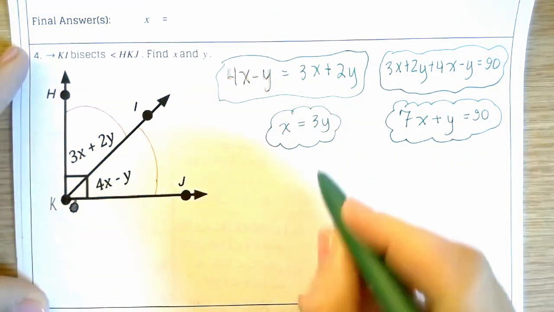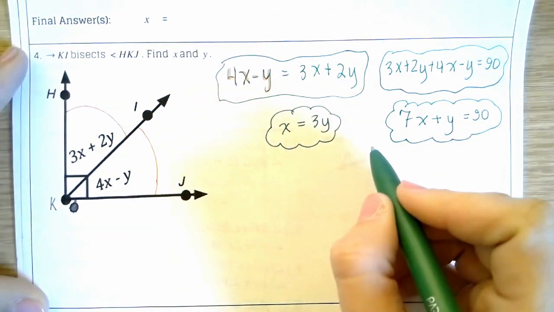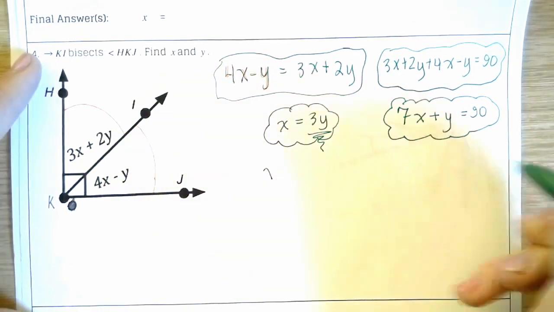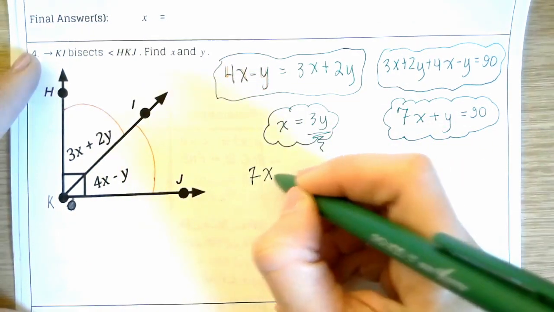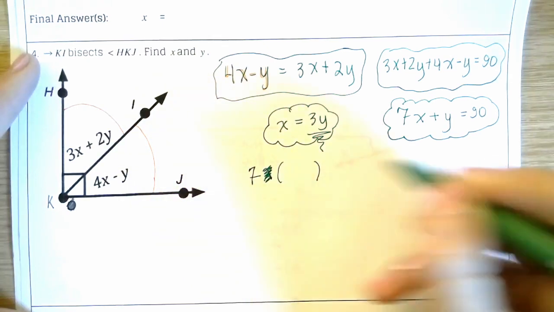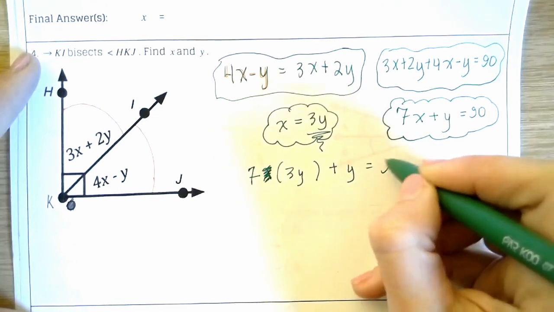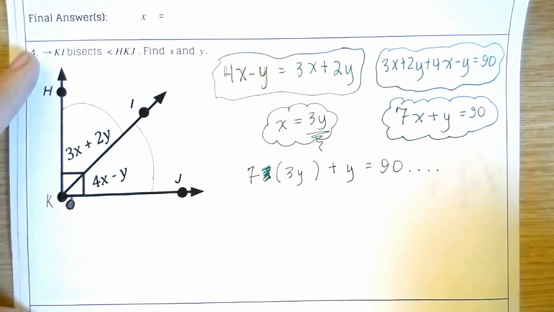Now, keep solving my system. What method would be pretty nifty to use right now? Substitution. Yeah, I'm going to sub this in for that, right? So I will get, let's see, 7x, but x is really going to be replaced with what? 3y, good. Plus y equals 90, dot, dot, dot, and we solve from there. I think you guys could finish that.